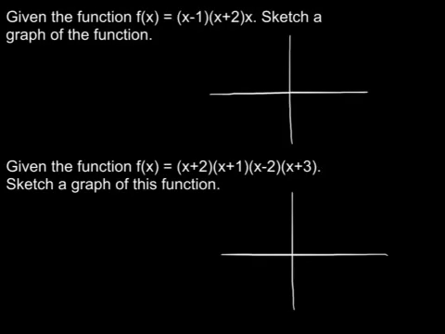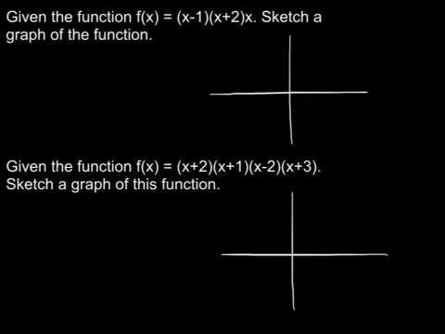Alright, so we're going to do a couple of examples here of sketching polynomial functions just based on the function that we're given. So we're going to start with the function f of x is equal to x minus 1 times x plus 2 times x. And in order to sketch the function, we need to know two things. We need to know what the degree is, and we need to know what the roots are. And so I'm going to give you a second, pause the video, decide what the degree of the polynomial is and what the roots are.